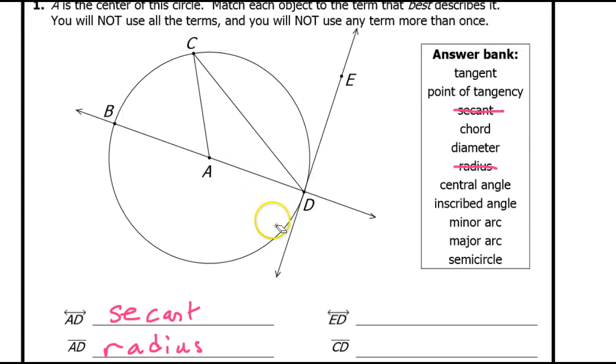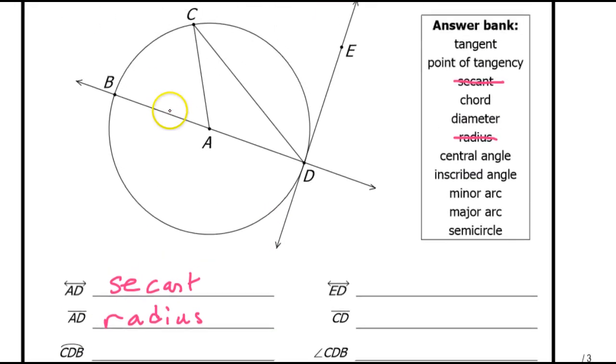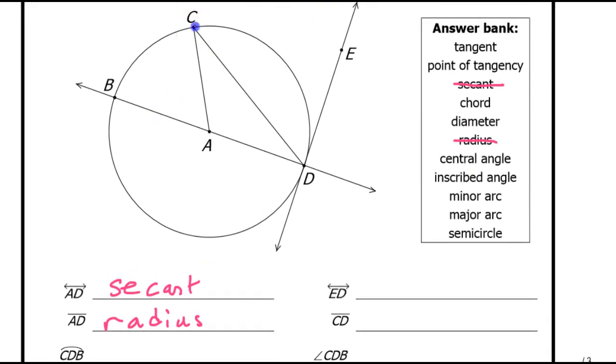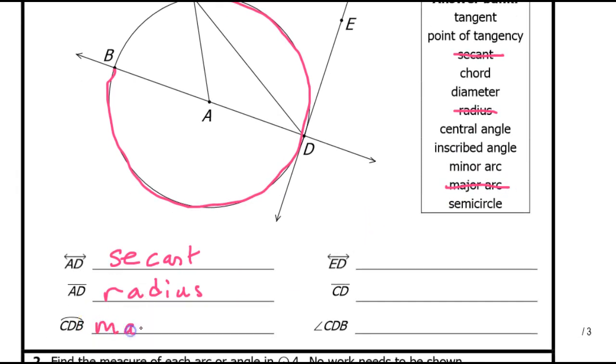Next we have arc CDB. Arc C, and then to D, and then around to B. That is a major arc. Clearly that is more than half the circle, so that makes it a major arc.